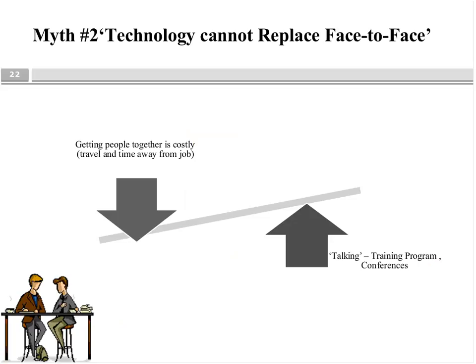Another myth in knowledge management is technology cannot replace face-to-face. Well, the fact here is that some people think that getting people together is costly. So if you want people to share their knowledge with one another, they need to fly to other branches, like technical managers of branch A should fly to another country in order to sit together with technical managers of branch B in order to share their knowledge, like what they are doing here. They are sharing knowledge here.